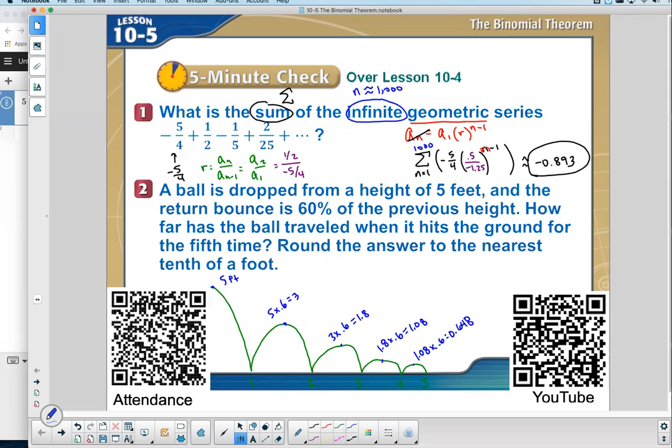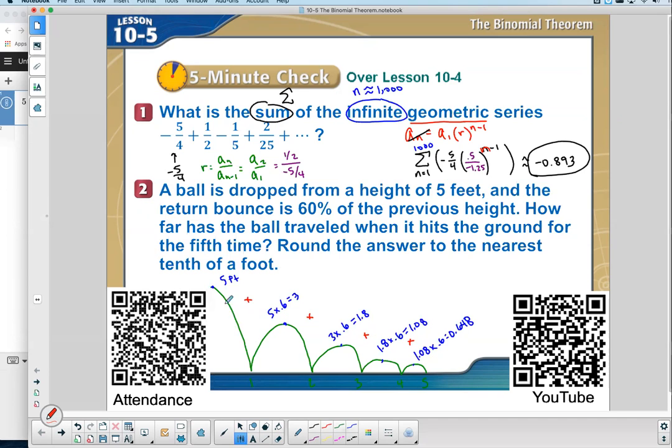0.648. So all is good so far. Here's where students mess up. They just say, all right, we want to know the total distance the ball travels, so let's just add up these numbers, which on the surface looks like it would be the correct answer.